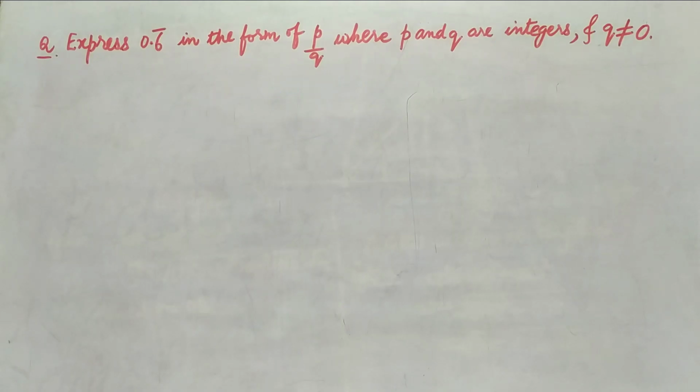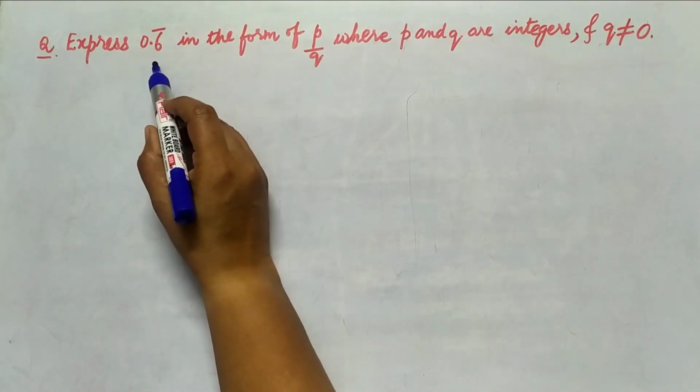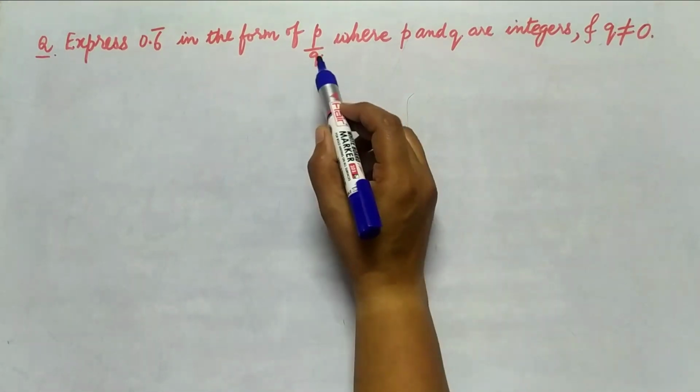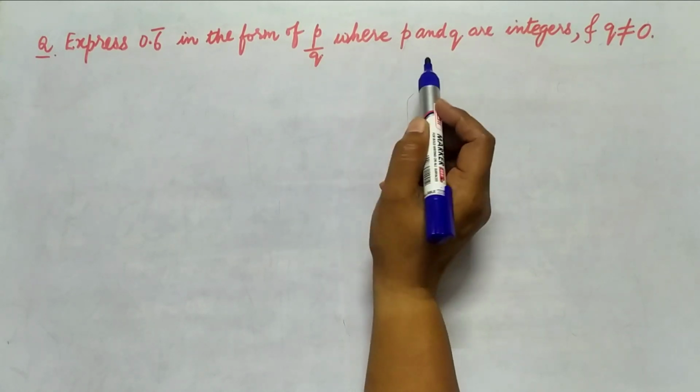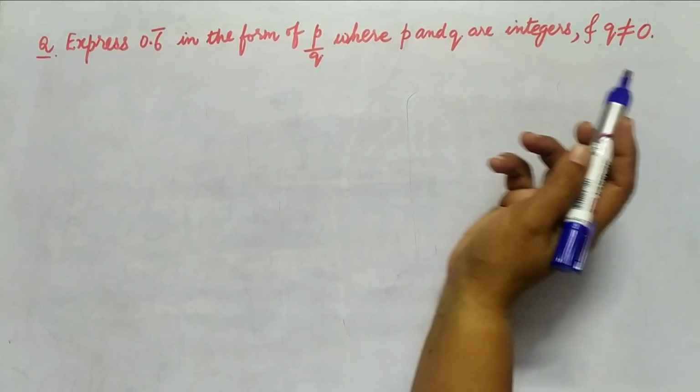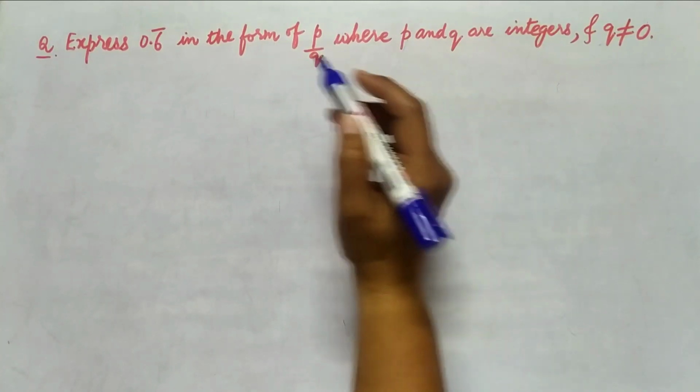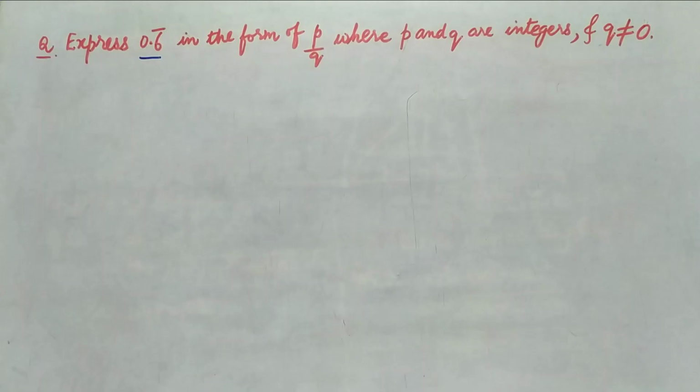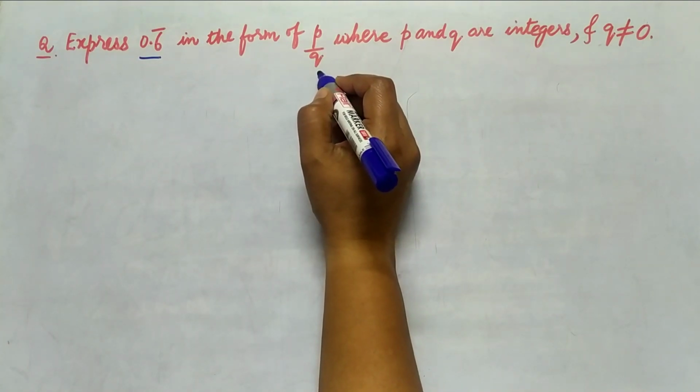Hello friends, in today's video we will learn how to express a recurring decimal number as a rational number. Let us take this example. Express 0.6 bar in the form of p by q, where p and q are integers and q is not equal to 0. This is a recurring decimal, 0.6 bar, and we have to convert it into p by q form, that is, the form of a rational number.